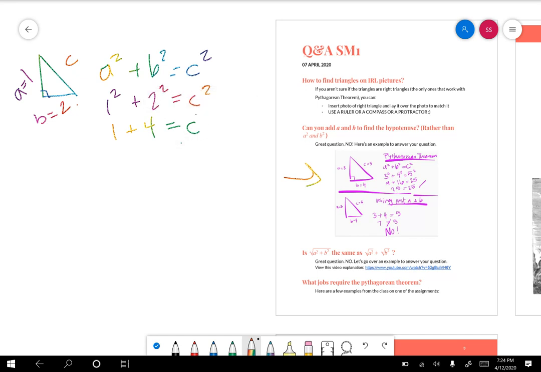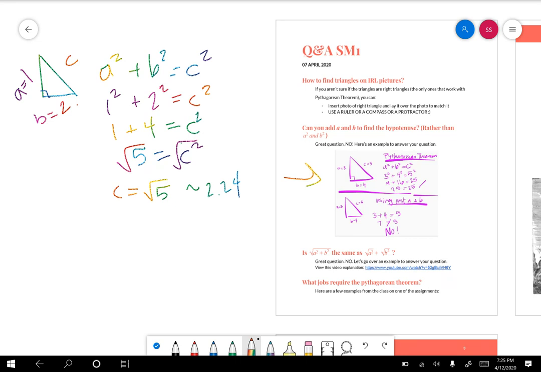1 plus 4 is 5. And if we want to get C by itself, do the opposite of squaring, so take the square root. So C equals the square root of 5, which is somewhere around 2.24, I believe. We can double check my answer here. Square root of 5. Yep, about 2.24.